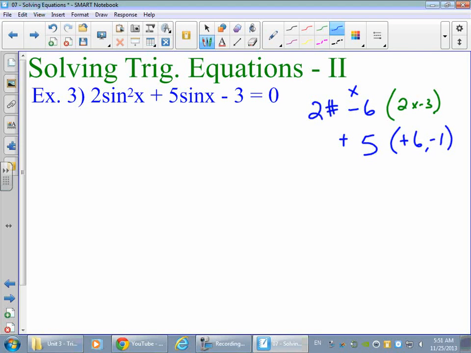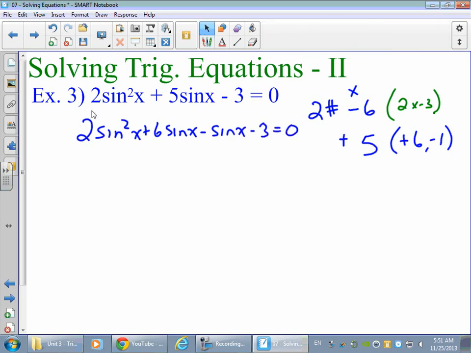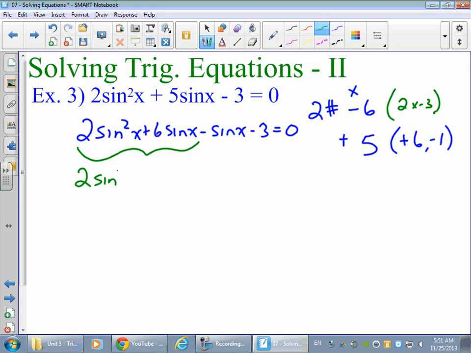So if we're looking to factor this, you can use decomposition if that's what works best for you. Plus 6 sine x minus sine x minus 3. And now the common factor up front, switch to 2 here, we've got 2 sine x, sine x as being common. And if you factor out 2 sine x, we're left with a sine x in the first spot and a plus 3 in the second.